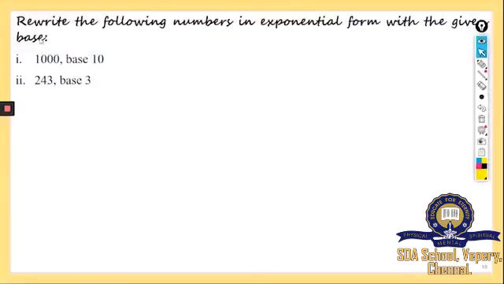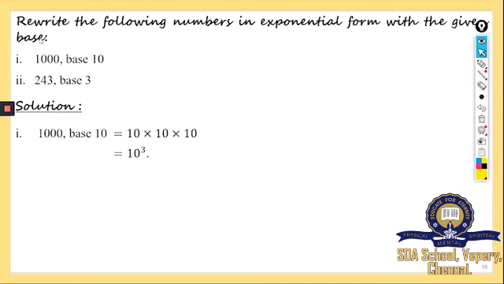So the next question is, rewrite the following numbers in exponential form with the given base. So for the given question, you have to write in exponential form. So the given question here is 1000. And they've asked you to write the exponential form with the base 10. So what will be the answer? Yes, you have to write 10 into 10 into 10. So that will become 1000, right? So the exponent is 10 power 3.